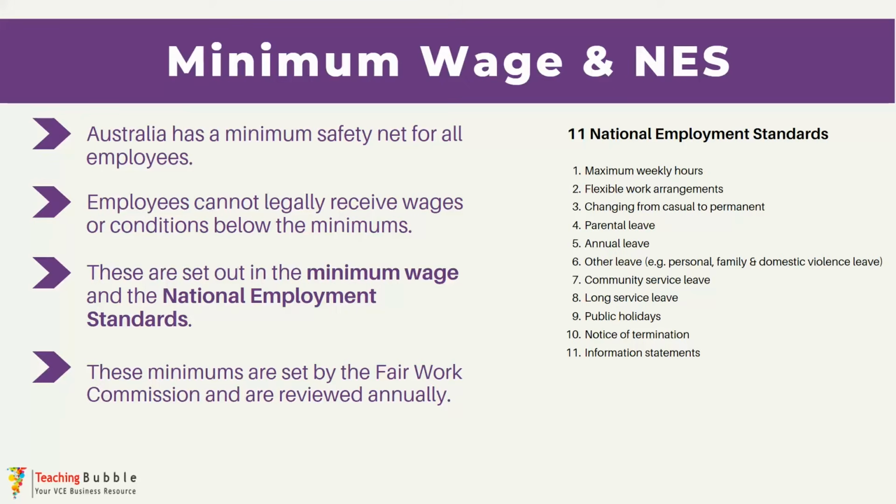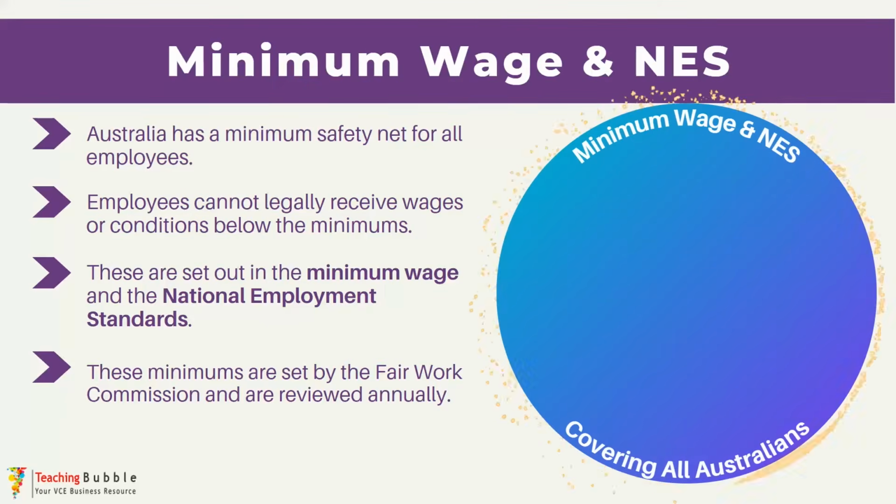The minimum wage and national employment standards are set by the Fair Work Commission and reviewed annually to determine if they're keeping up with inflation and the cost of living. The Fair Work Commission will make adjustments if they feel necessary. This blue circle represents the minimum wage and national employment standards, which is covering all Australians. We're going to continue to build on this graphic as we go through the different ways of determining wages and conditions.